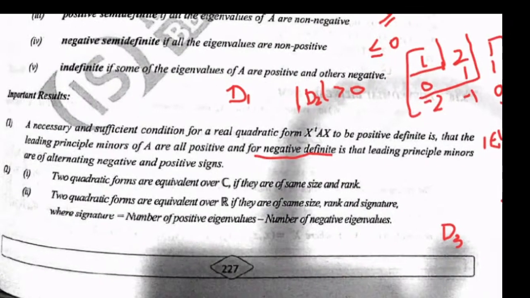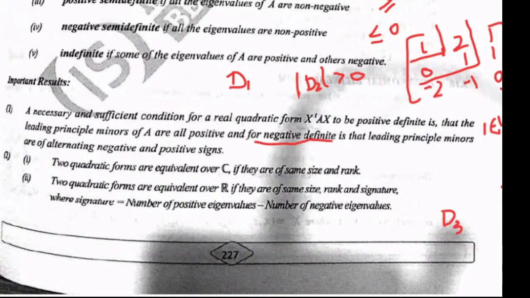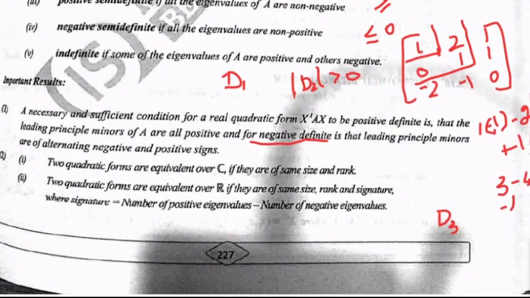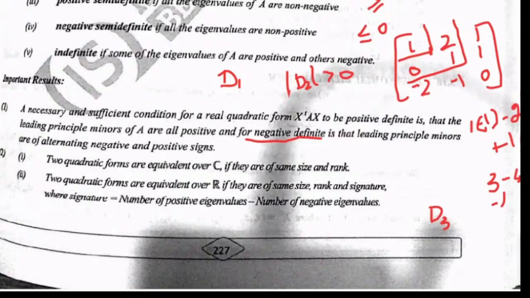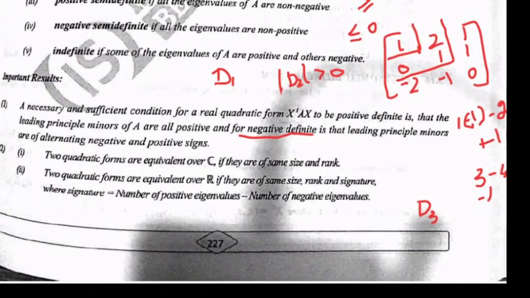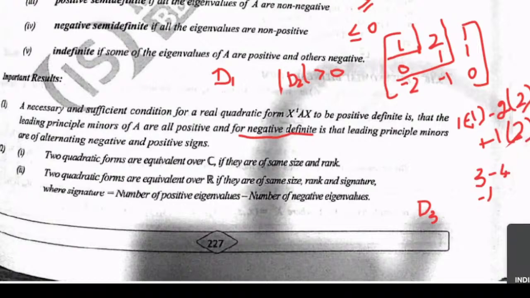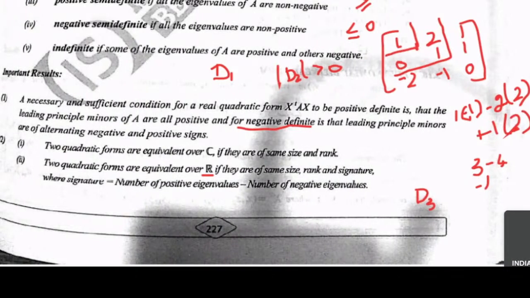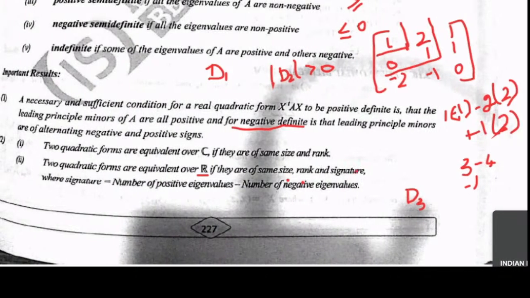Two quadratic forms are equivalent over C if they are of the same size and rank. So a quadratic form X transpose AX is equivalent to X transpose BX if A and B are of the same size and rank. Two quadratic forms are equivalent over R if they are of the same size, rank and signature. Signature is nothing but the number of positive eigenvalues minus the number of negative eigenvalues. So we'll see sums for this.